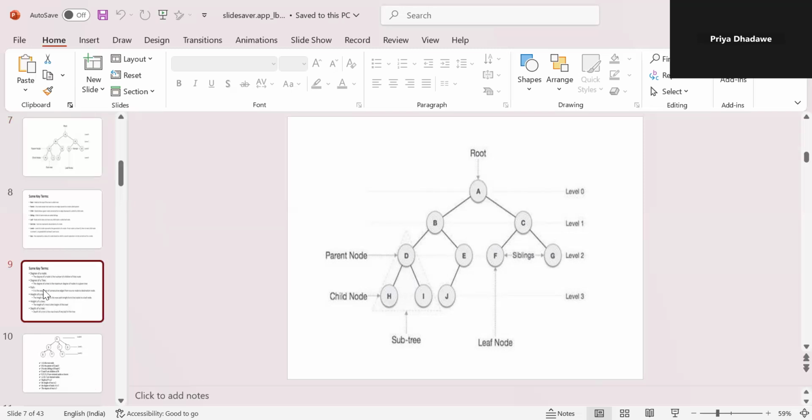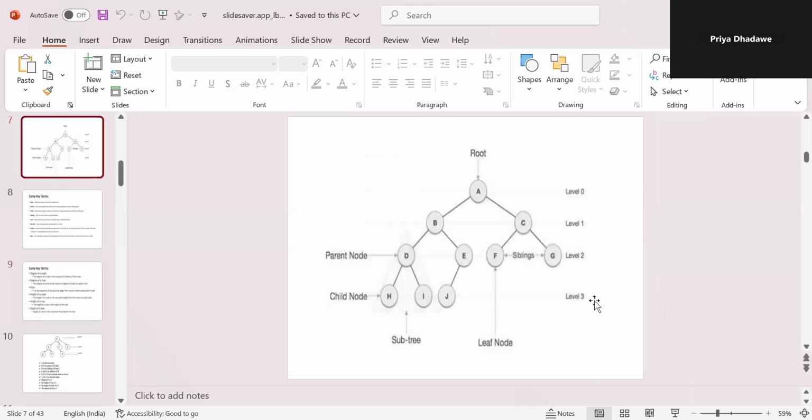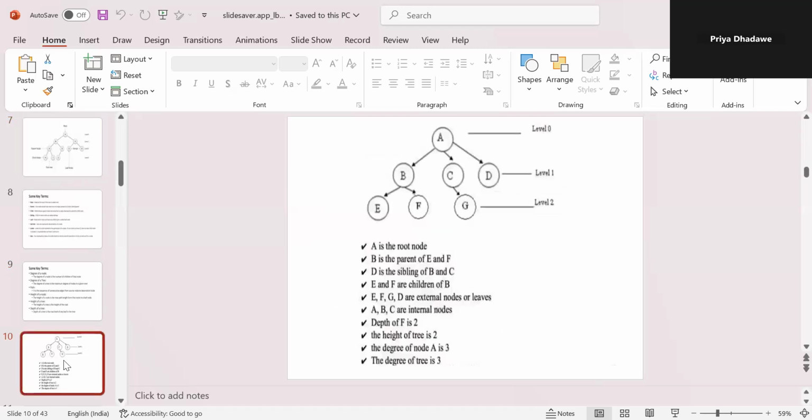So let's see the depth of a tree. Depth of a tree is the maximum level of a leaf node in a tree. Okay. So over here in the example, level 3 is the maximum depth of a tree. So the depth of this tree is 3. Okay. Let's see this with an example over here.